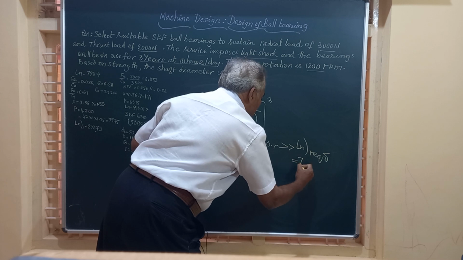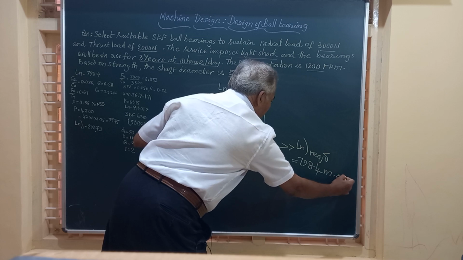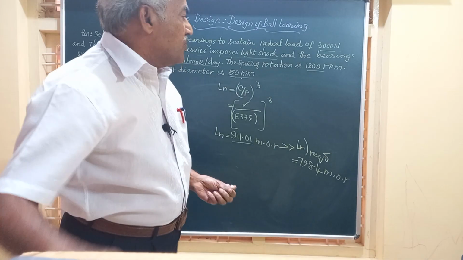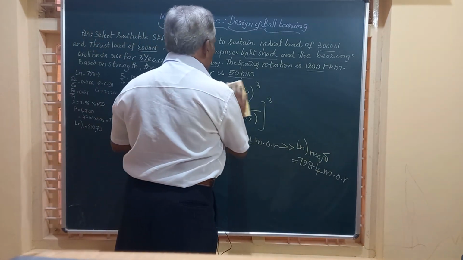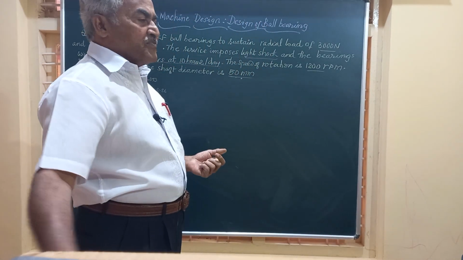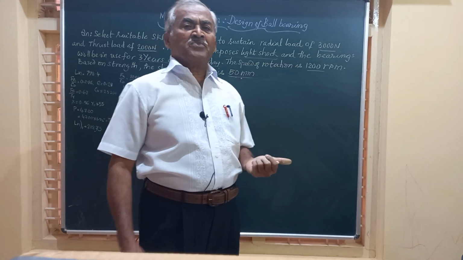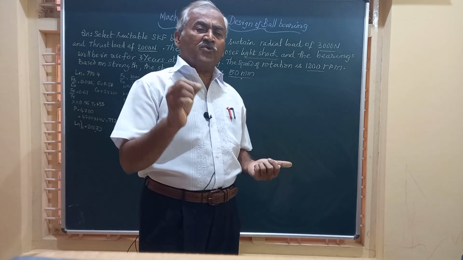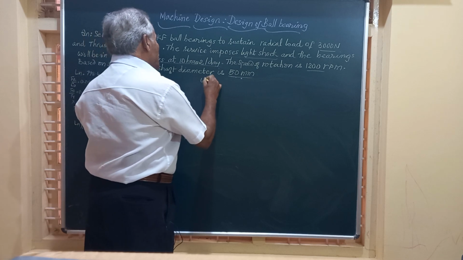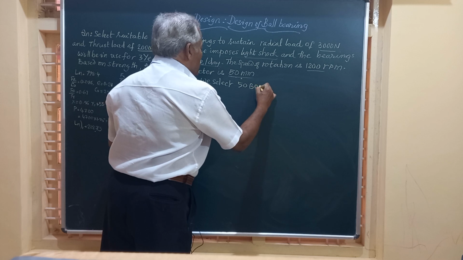That is 798.4. So we want a life of 798.4, but this bearing 50 BC 03 will have a life of 911.01 million revolutions, and since this satisfies the condition that it has a life far higher than the life required, we select the 50 BC 03 bearing.